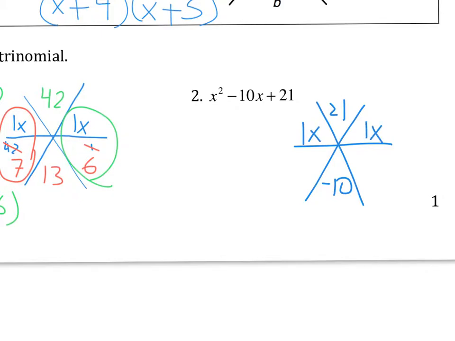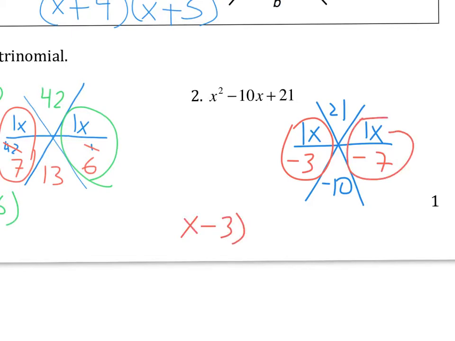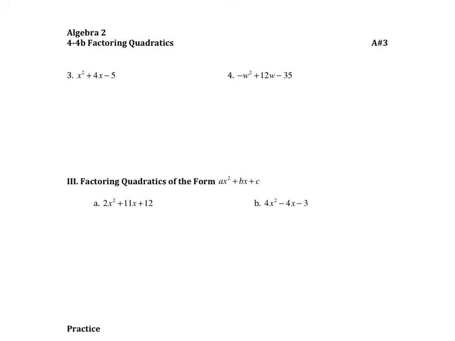And I ask myself, what two numbers multiply to a positive but add to a negative? So they both have to be negative. And 3, 7. There we go. So x minus 3 and x minus 7. Again, I'm dropping that 1. I do not need it. And here we go. Fairly quick. Next page.